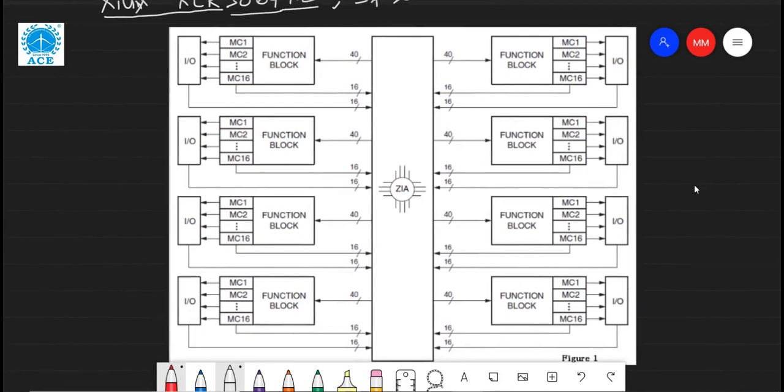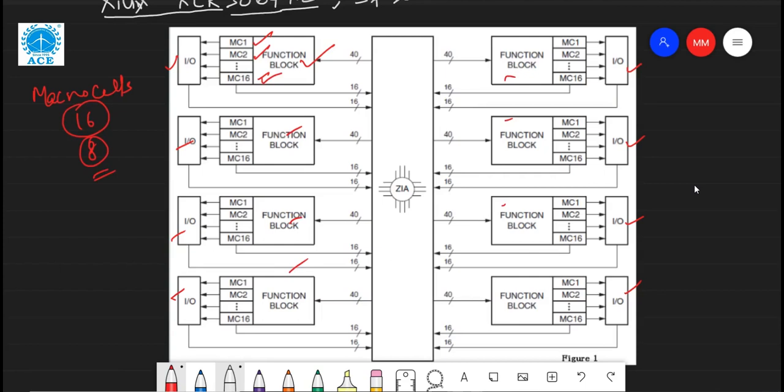So here we have input output functionalities. These are the input output blocks, or pins we can call. And this is the functional block, which consists of macro cells. In this case the macro cells are 16, and there are 8 functional blocks: 1, 2, 3, 4, 5, 6, 7, 8.